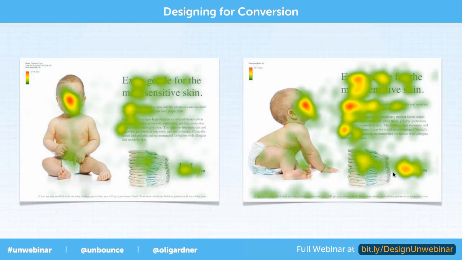Now, we do have a question. Someone was asking how they can get a heat map, like, how can they have a page like this done for them? Okay, there are two kinds of methods. There's the eye tracking, but that's really expensive.